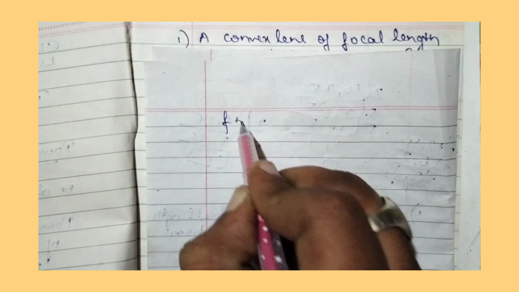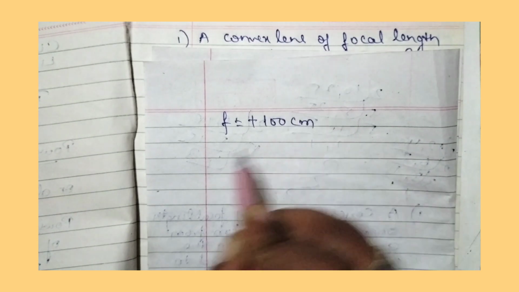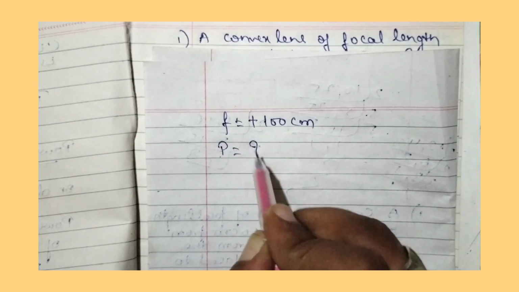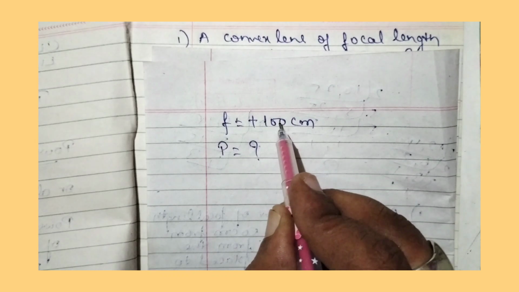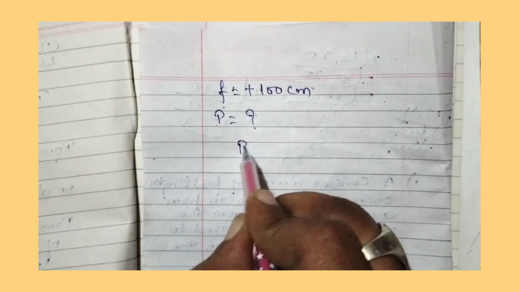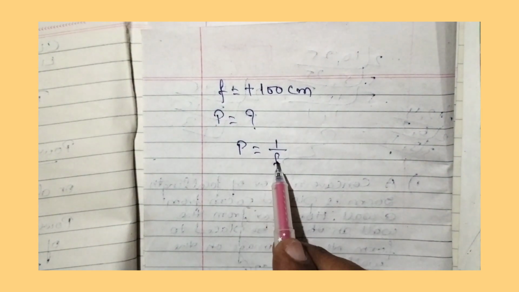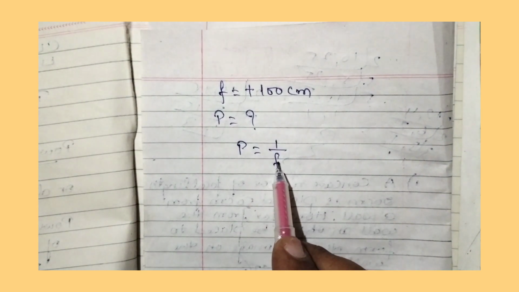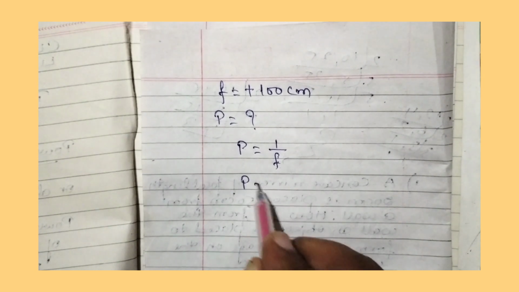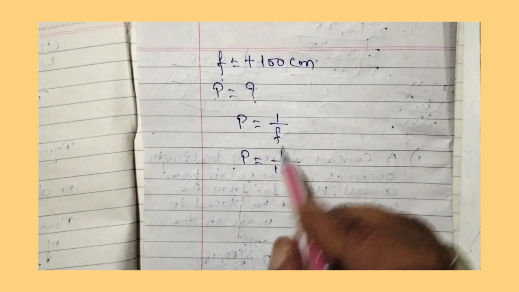Since the lens is convex, the focal length is plus 100 centimeter, then P is equal to question mark. So power of lens is equal to 1 by F. Power of lens is the reciprocal of focal length. So power is equal to 1 divided by 100, because F is 100.